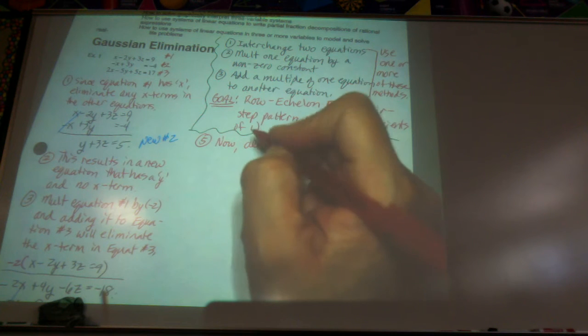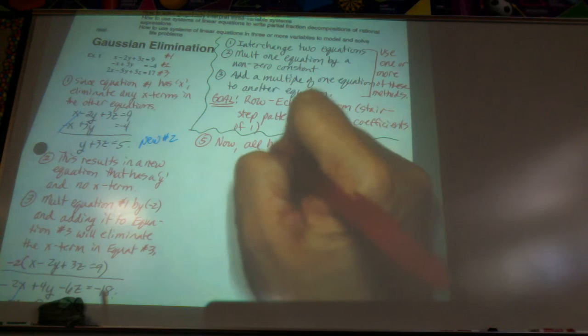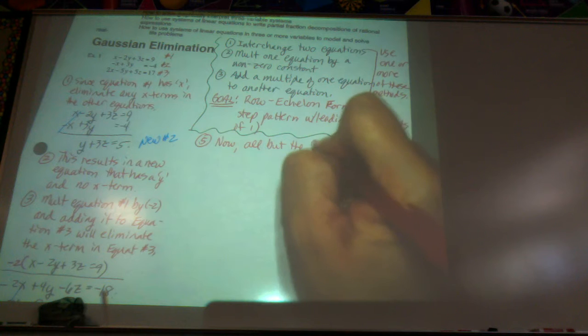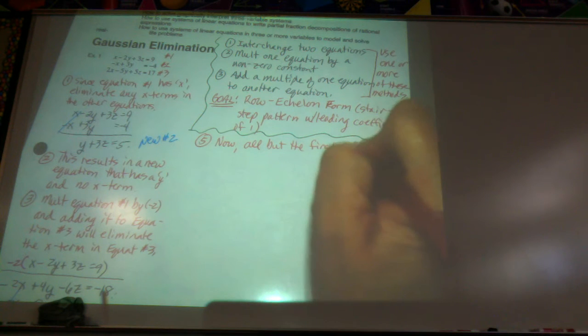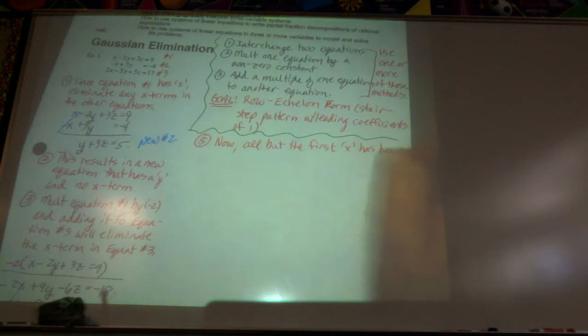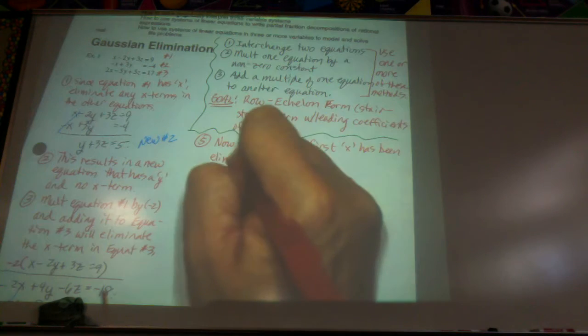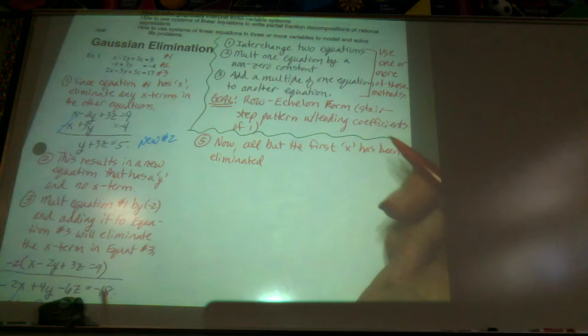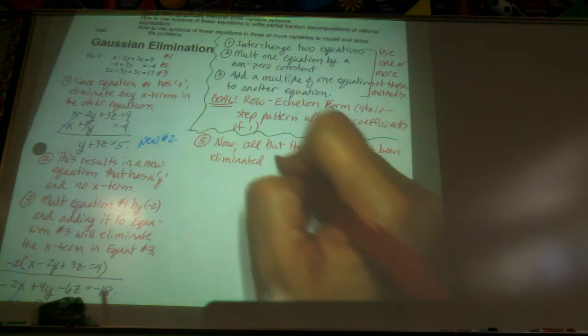So now, all but the first x has been eliminated from the first column.